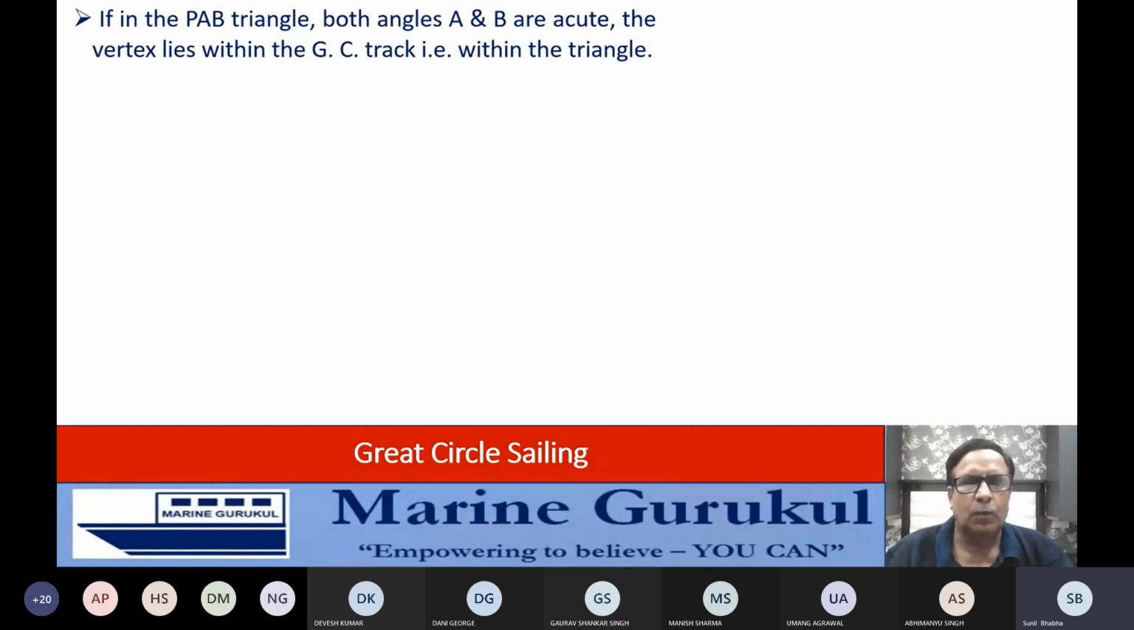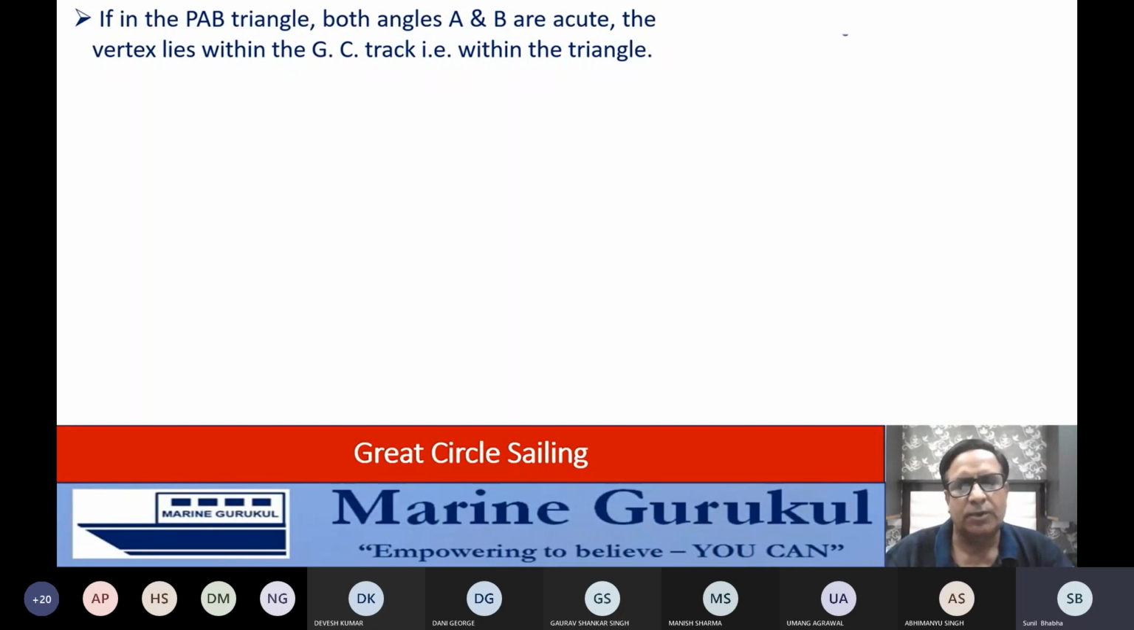To figure out whether the vertex of the great circle lies within the GC track of the vessel or it lies outside the GC track, we use angles A and B of the PAB triangle. We calculate the angles A and B. And if angle A and B are both acute, that is both are less than 90 degrees, then the vertex lies inside the track, that means between A and B somewhere.